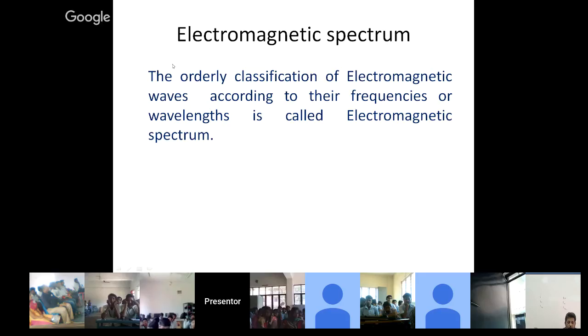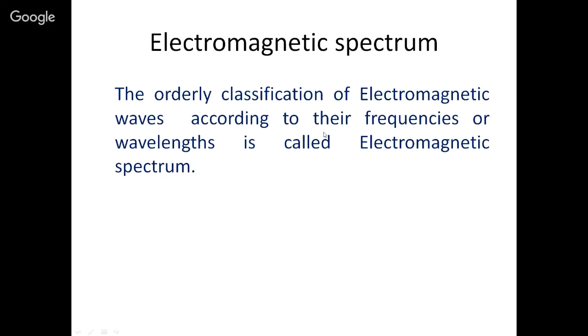Electromagnetic spectrum: the orderly classification of electromagnetic waves according to their frequencies or wavelength is called the electromagnetic spectrum. Let me repeat, the orderly classification, in other words, we can say the arrangement also, the orderly classification of electromagnetic waves according to their frequencies. What I mean is, it may be in the increasing order of the frequencies or increasing order of wavelength, but in a particular direction. Such an arrangement, such a band, we call it the electromagnetic spectrum. Let me give a simple diagram for this.